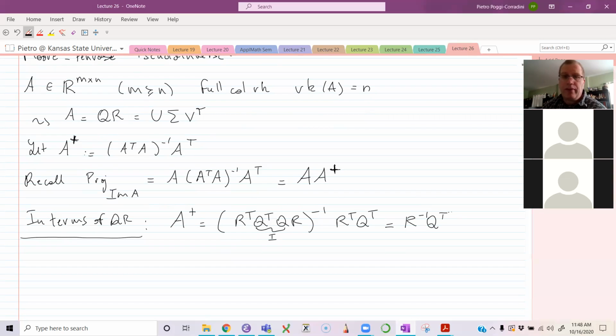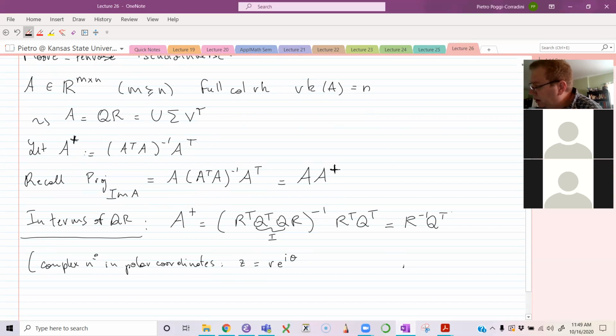If you remember, I said that you should think of an analogy with polar coordinates. If you know complex numbers in polar coordinates, if you have a complex number z in the complex plane, you can write it as r e to the i theta. You know this fact? Yes. So this is theta, and this is r.